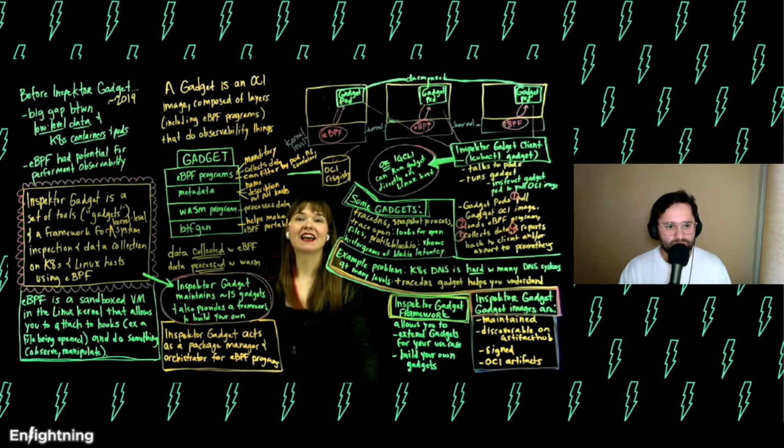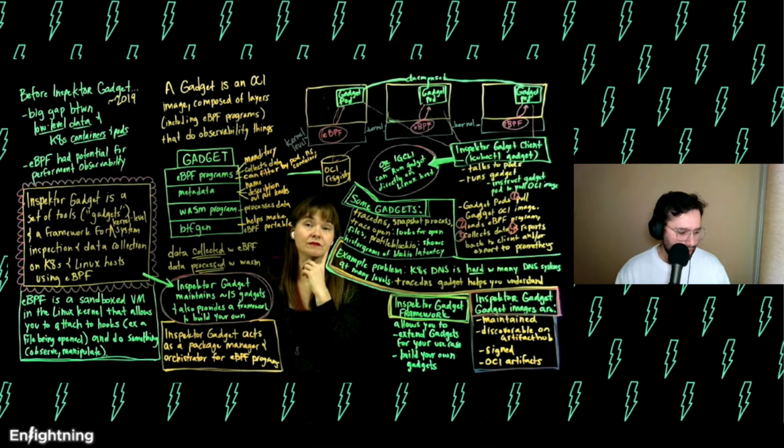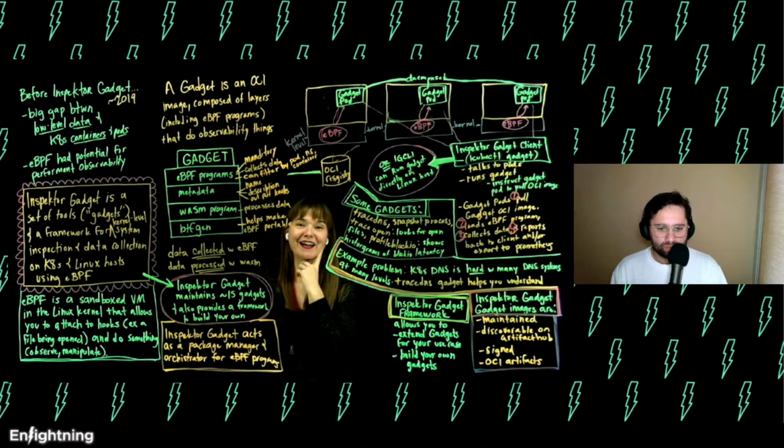And then when you say the OpenTelemetry exporter, where's that happening? It's happening in the gadget pod. We have the gadget pod where you can then export the data. Okay, so there you go. You have the OpenTelemetry exporter as part of the gadget pod.